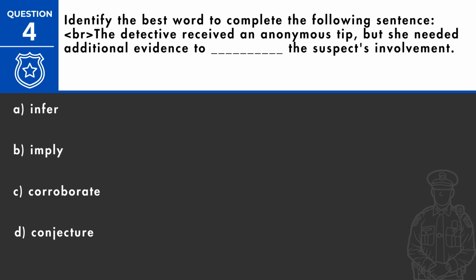Question 4. Identify the best word to complete the following sentence. The detective received an anonymous tip, but she needed additional evidence to underscore the suspect's involvement. A. Infer. B. Imply. C. Corroborate. D. Conjecture.